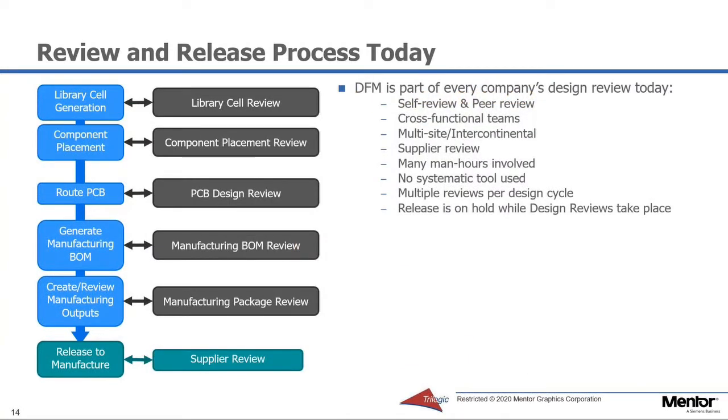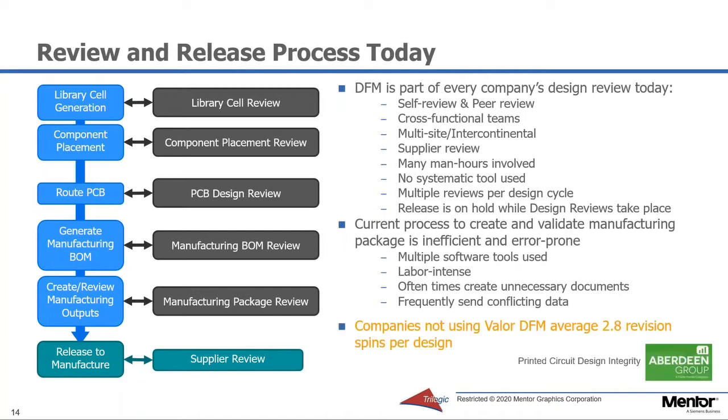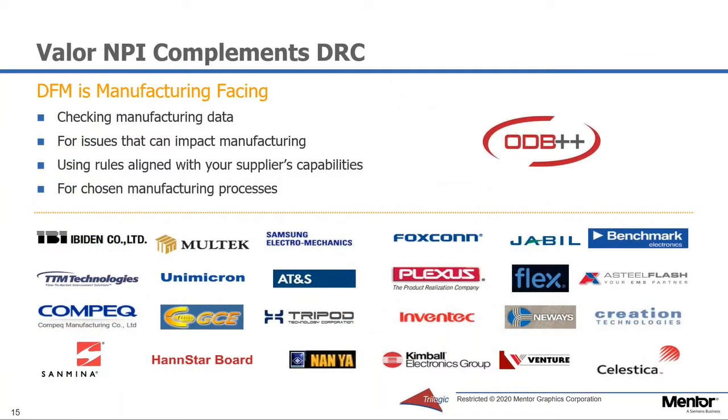DFM is part of your review and release process today, but it often is done differently with different tools or even manually. The results are an inefficient and error-prone process to create and validate the manufacturing package. An Aberdeen study found that companies not using Valor DFM average 2.8 revision spins per design. Valor NPI complements the design rule checking you are already doing during the design cycle, adding checks that can impact the manufacturability of the PCB.